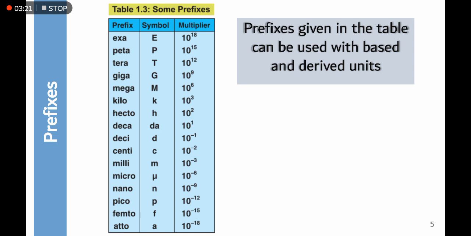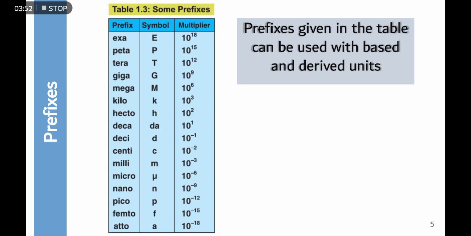Prefix micro, symbol mu, multiplier 10 raised to the power minus 6. Prefix nano, symbol small n, multiplier 10 raised to the power minus 9. Prefix pico, symbol small p, multiplier 10 raised to the power minus 12. Prefix femto, symbol small f, multiplier 10 raised to the power minus 15. Prefix atto, symbol small a, multiplier 10 raised to the power minus 18.